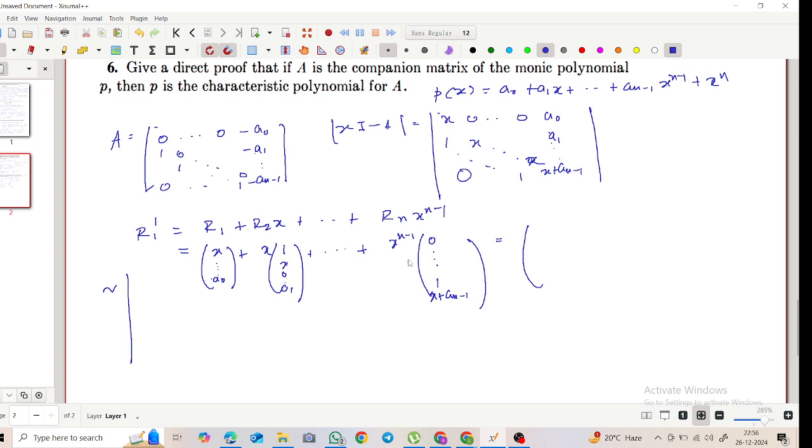So what do you get? In the first you get x up to a naught. In the second you get x square, then 0. In the last column you get 0 0 0 x to the power n minus 1 here, and x to the power n plus x to the power n minus 1 into a n minus 1 in the last column, right? If you add all of them, what do you get?